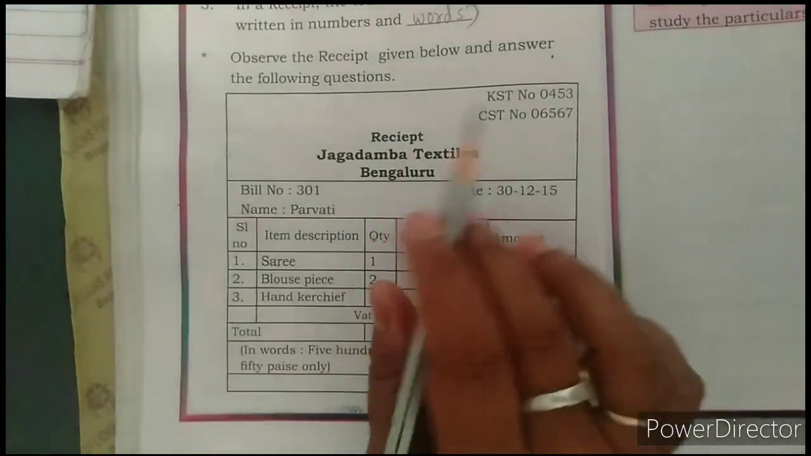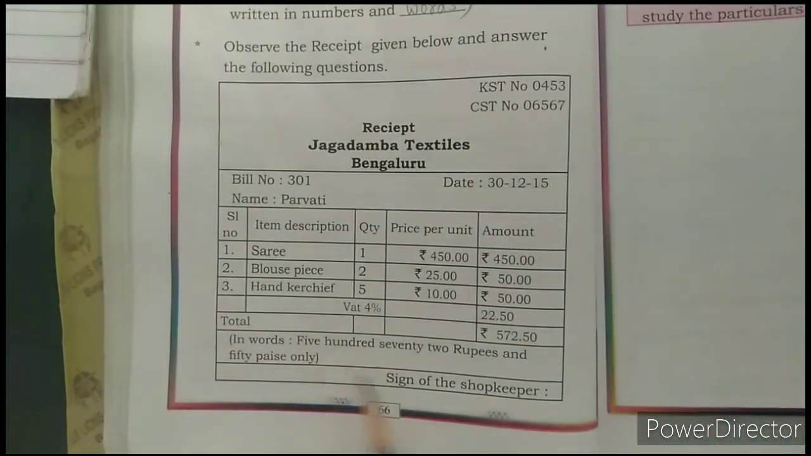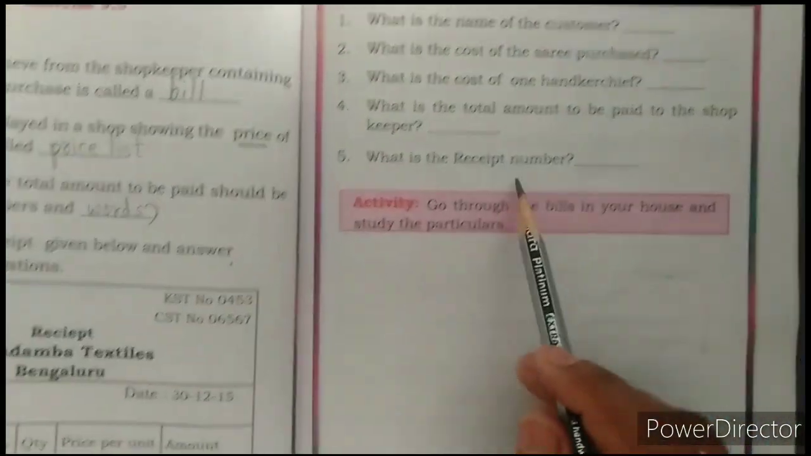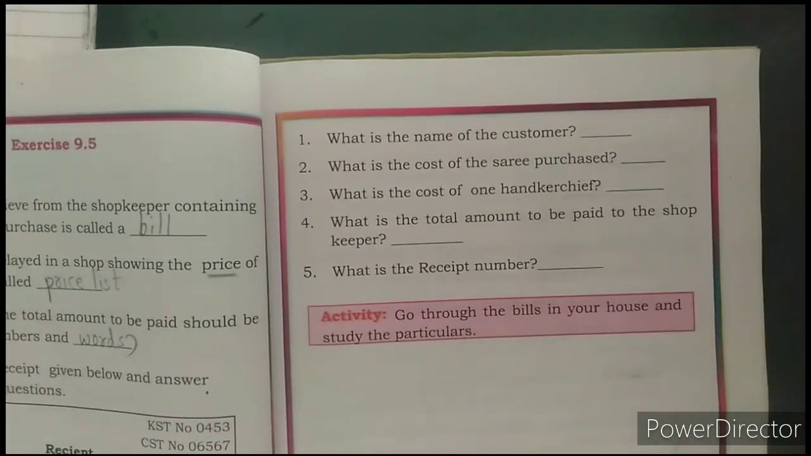Observe the receipt given below and answer the following questions. Children, this receipt you see and answer these questions. This is your homework. Okay, don't write in a fail.